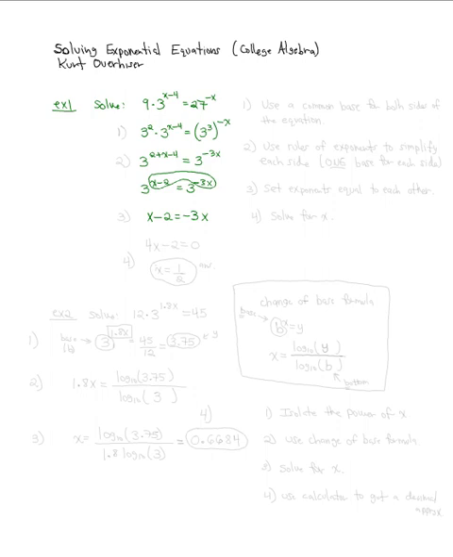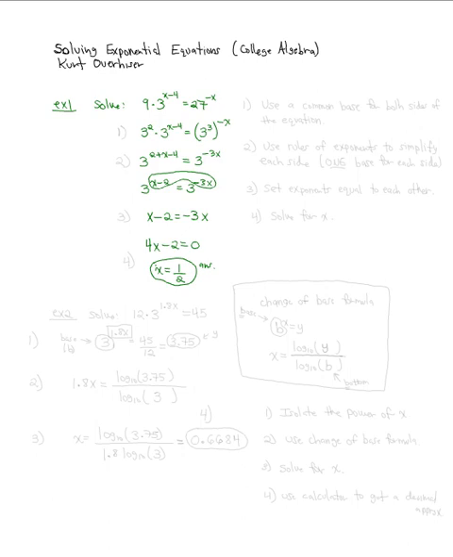And then at this stage, now that the exponents are equated, we go ahead and solve the equation for x. So if I add 3x to both sides, I would get 4x minus 2 equals 0. Add 2 to both sides and divide by 4. And you get x is equal to a half. And then that would be our answer right there.